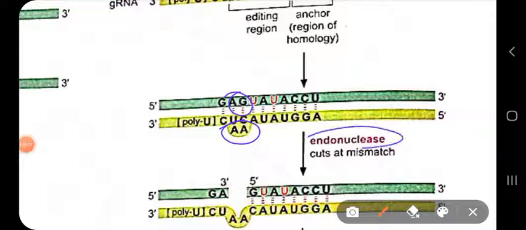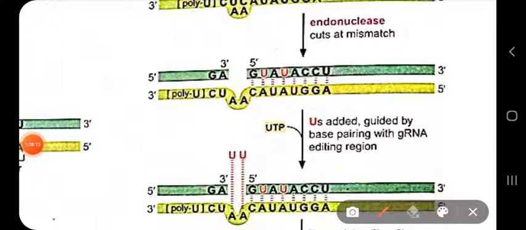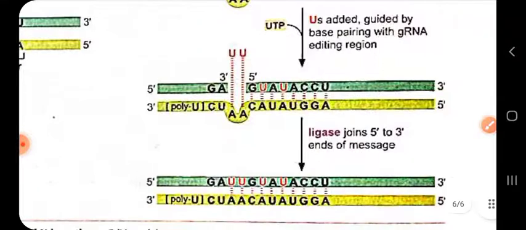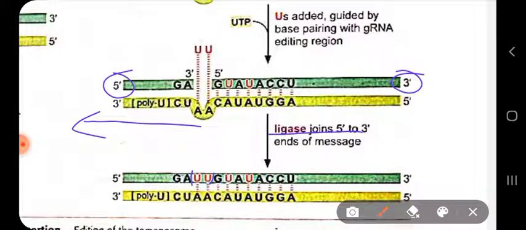This will be recognized by the endonuclease and cleaved at that site, and after cleaving, the TUTase enzyme, 3' terminal uridylyl transferase, will catalyze the addition of U at this site, and as you can see, U is being added here, as guided by the guide RNA editing region. Then ligase will join the gap, and this will continue. It will continue to move in this fashion in a 3' to 5' manner, because with respect to this mRNA, the guide RNA is moving in a 3' to 5' direction.